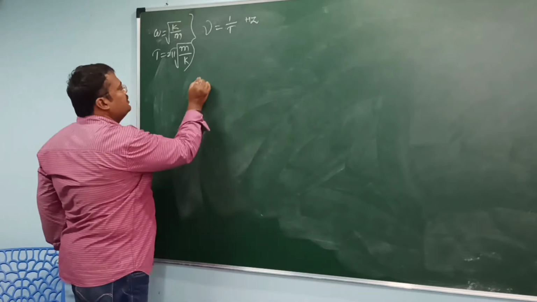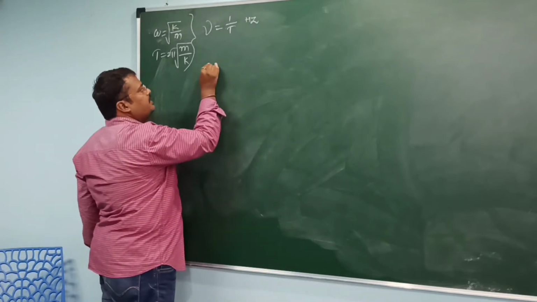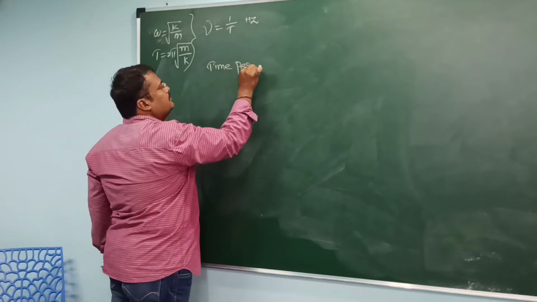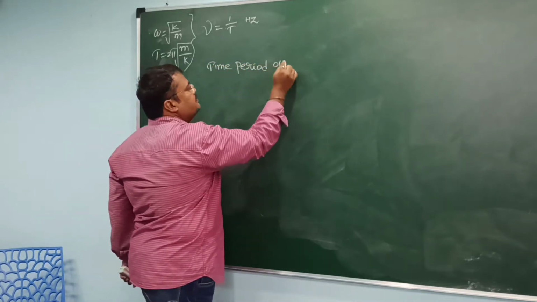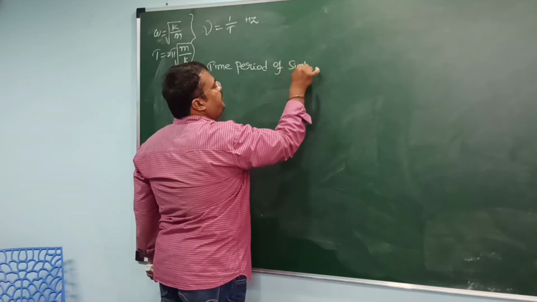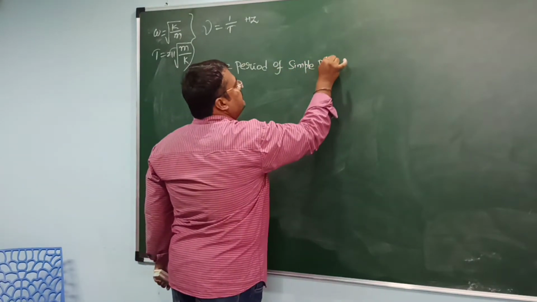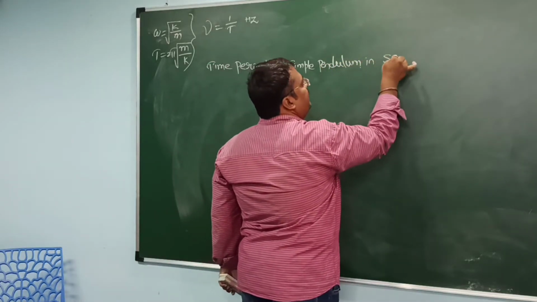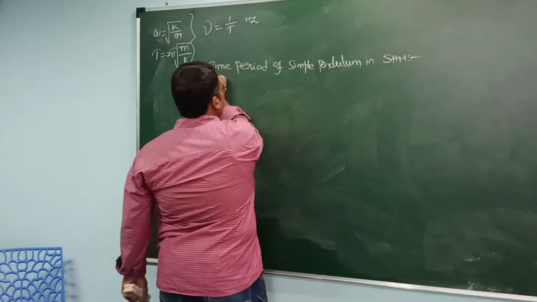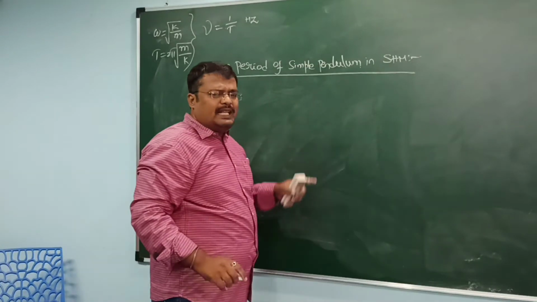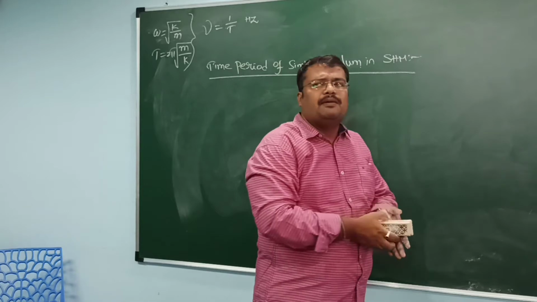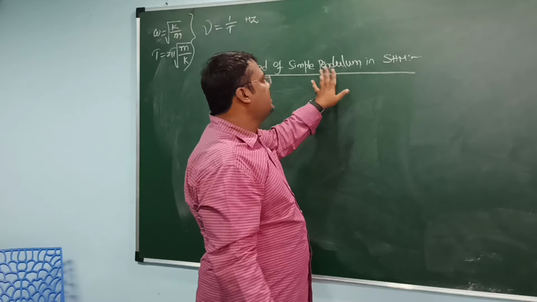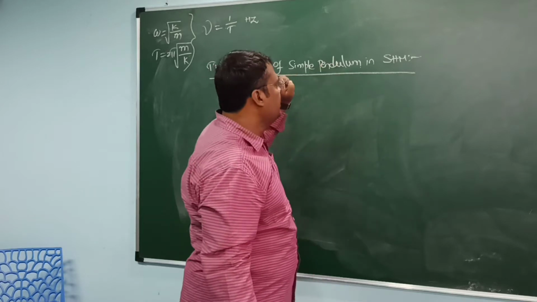Now let us try to take the first one here, the time period of a simple pendulum in simple harmonic motion. This time period we have to find by using different systems, but I will choose this system. This is one of the systems, right?